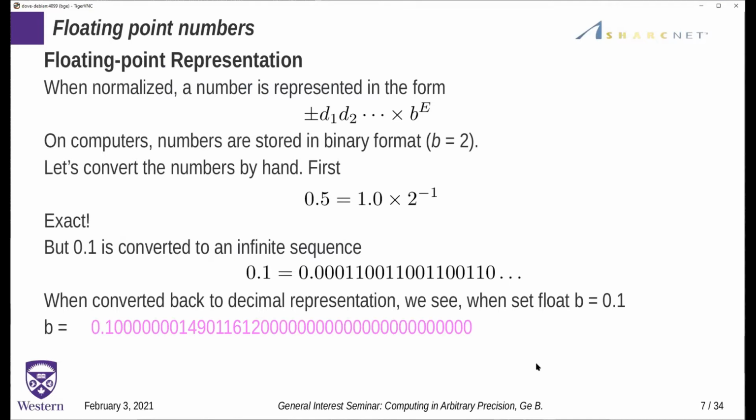More examples here. 0.5 in binary representation can be represented exactly. However, the decimal number 0.1 is converted to an infinite sequence. So when converted back to the decimal representation, we see when we set B equal to 0.1, we will have extra numbers after the decimal point, unexpected.